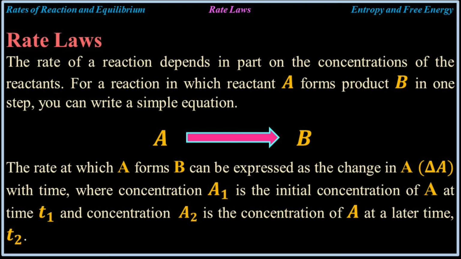Rate laws. The rate of a reaction depends in part on the concentrations of the reactants. For a reaction in which reactant A forms product B in one step, you can write a simple equation, A yields B. The rate at which A forms B can be expressed as the change in A, delta A, with time, where concentration A1 is the initial concentration of A at time t1, and concentration A2 is the concentration of A at a later time t2.